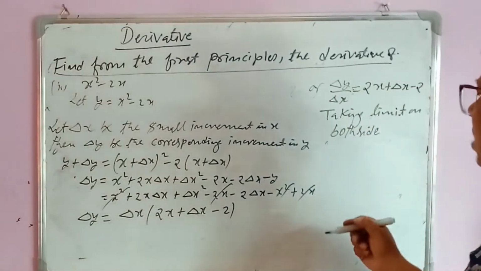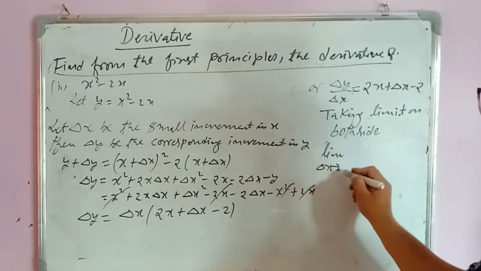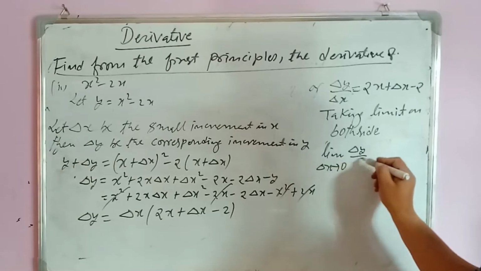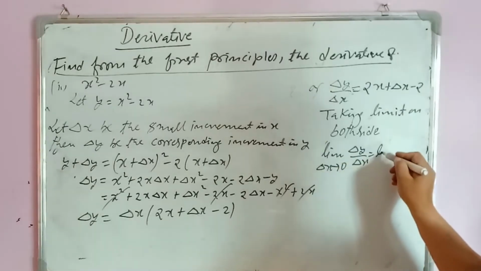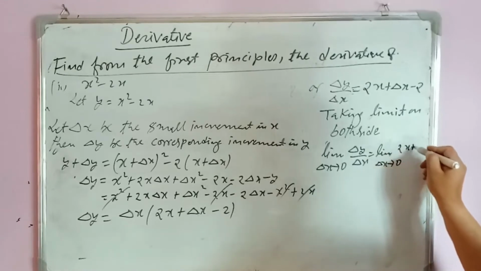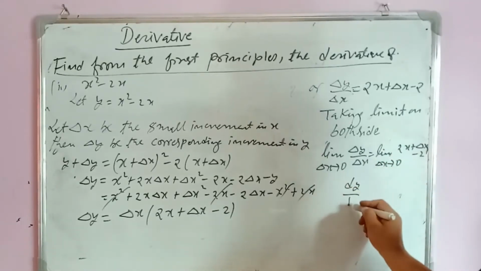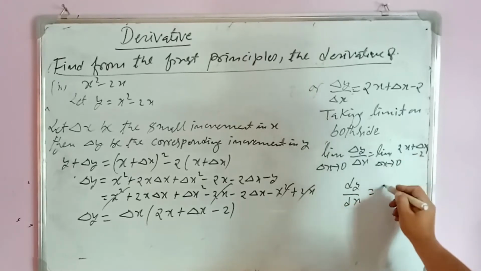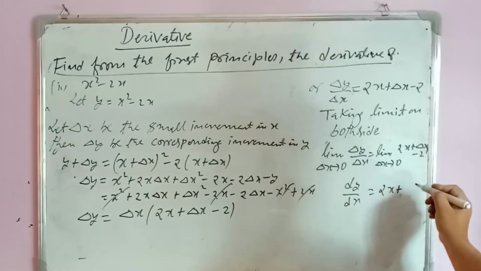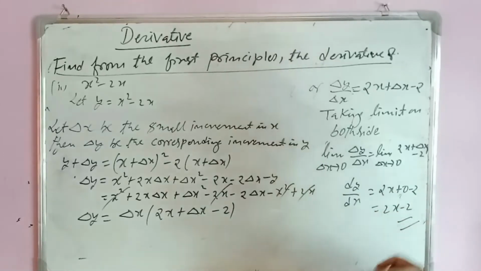Taking limit on both sides, limit delta x tends to 0, delta y by delta x equal to limit delta x tends to 0, 2x plus delta x minus 2. This means dy by dx. Now in place of delta x we can put 0, so the derivative is 2x minus 2.